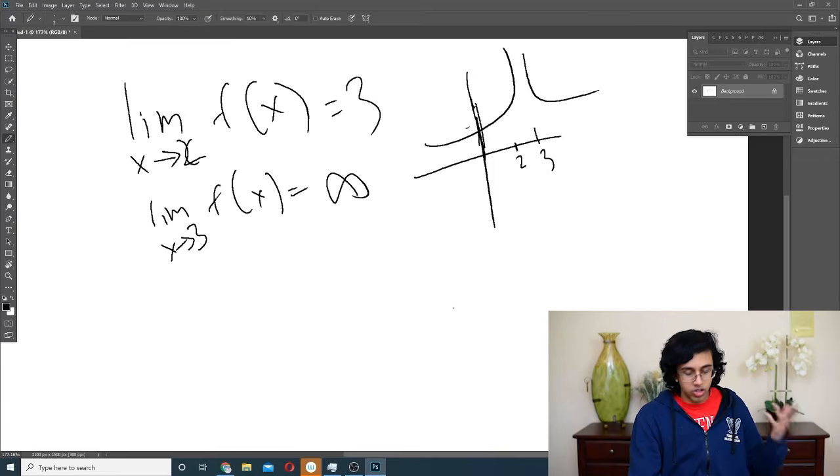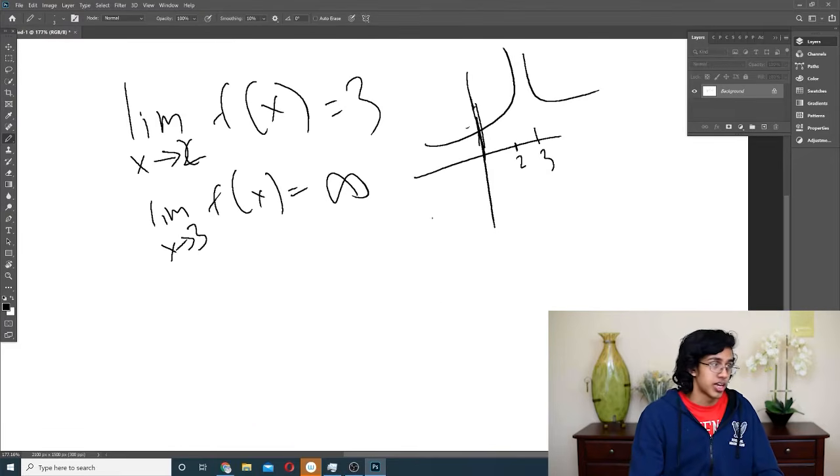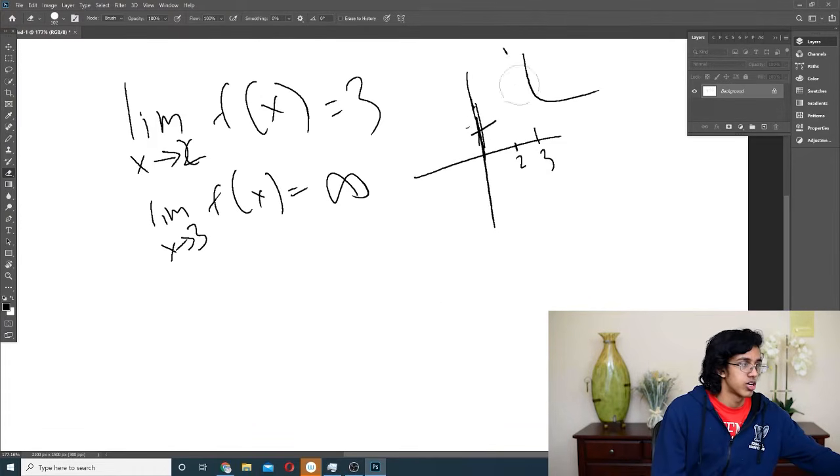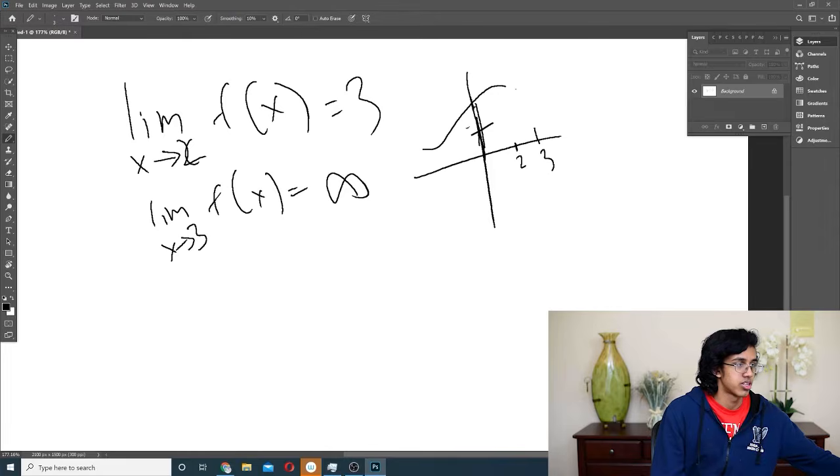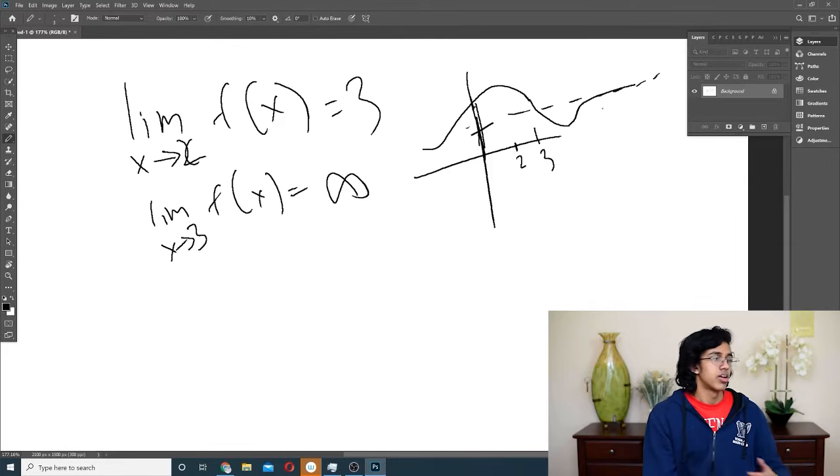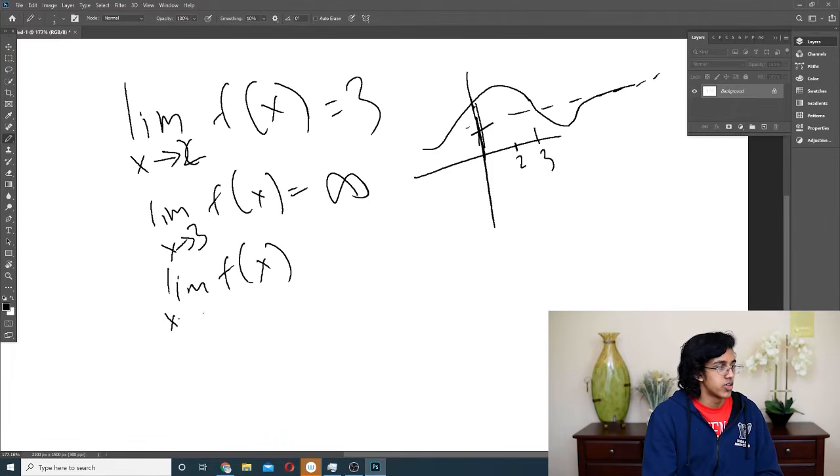But what happens if x goes all the way to infinity? Like what happens if your graph has something and it approaches some line. Oh, that's not a good drawing. Let's say it goes like this and then it approaches some line and this line is like that. If we said the limit of f of x as x goes to infinity, what would it be? Now we know that it approaches this line. So if this line is y equals 1, then this whole thing is going to be equal to 1.